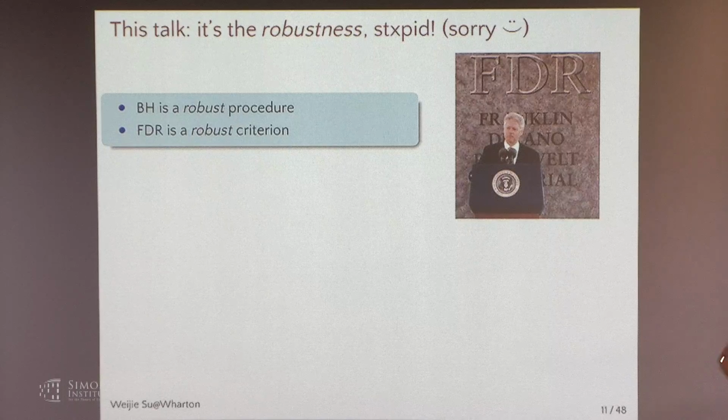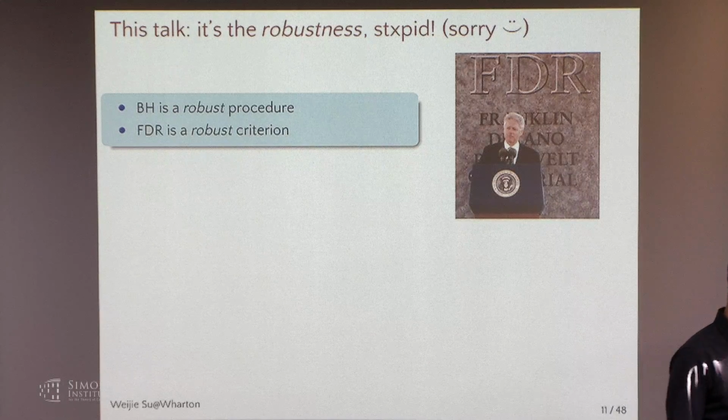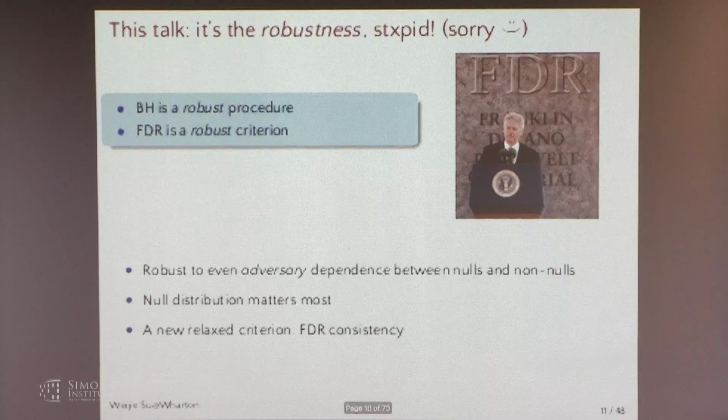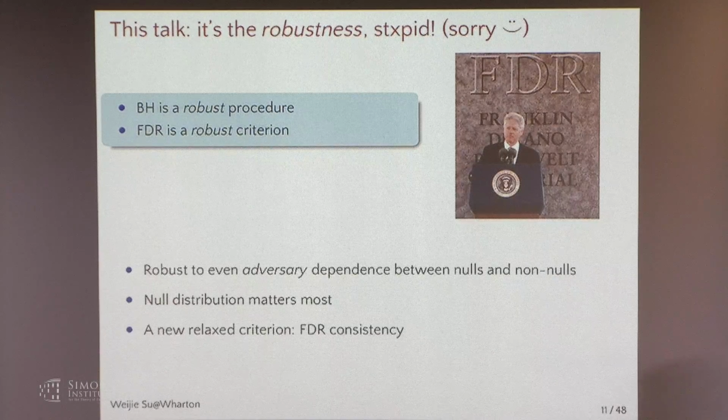So in this talk, we will give some evidence why there is such a big gap. The conclusion is very simple. BH as a procedure, we want to argue that it's robust. And FDR as a notion of error is also robust. And we will show 3 points.